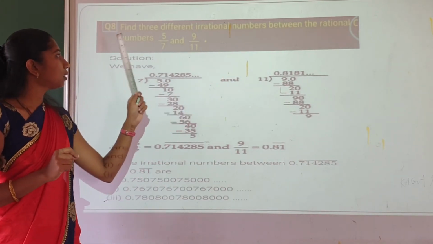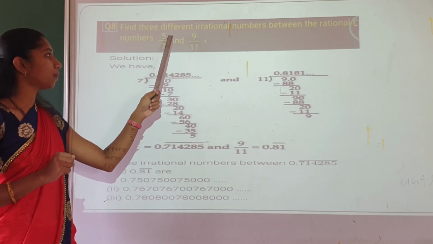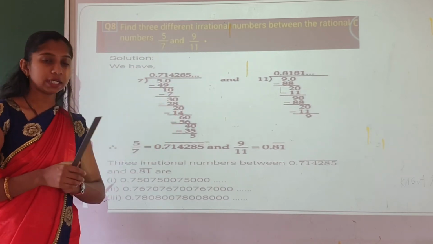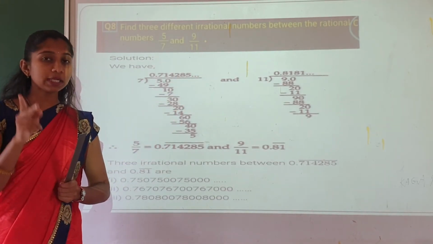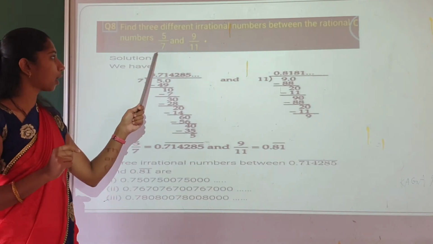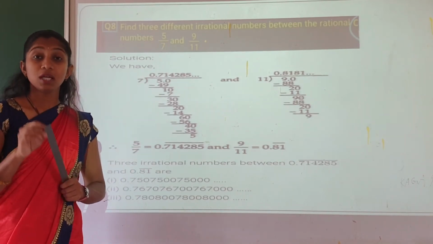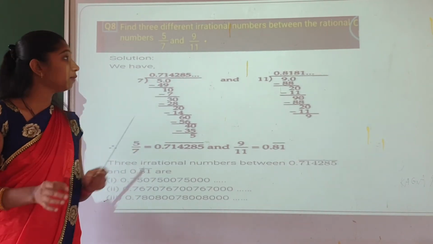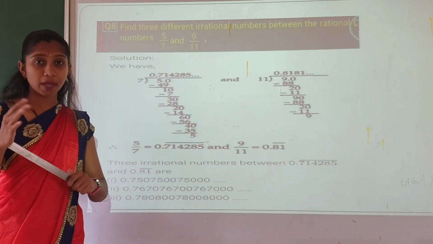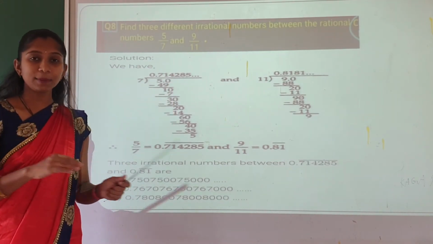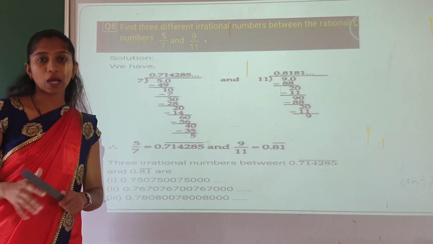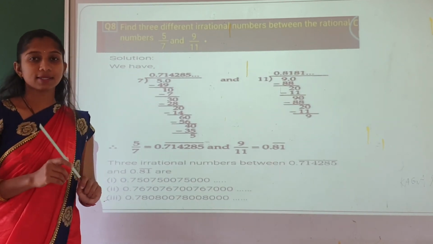Okay. Between the rational numbers 5 by 7 and 9 by 11. To find the irrational number between 5 by 7 and 9 by 11, first you have to convert these two into decimal expansion form. Later, whatever number comes in between, that you have to write. First let us convert it.